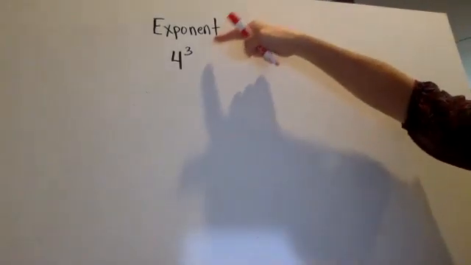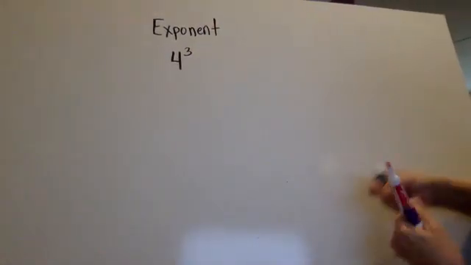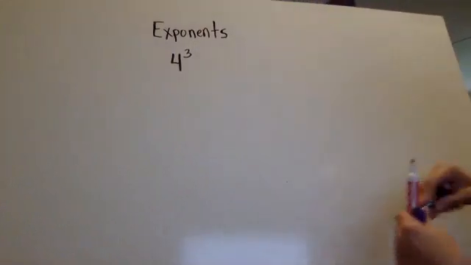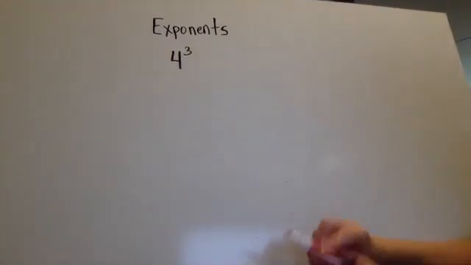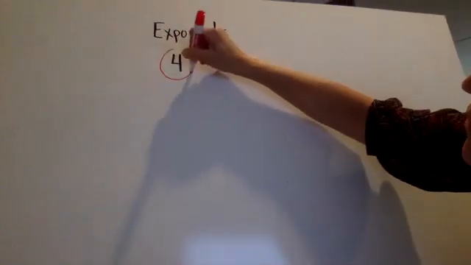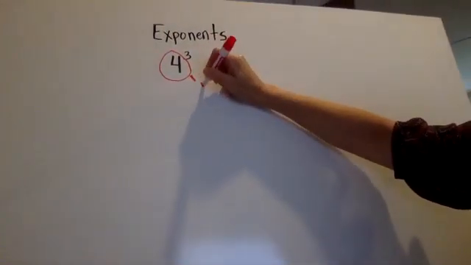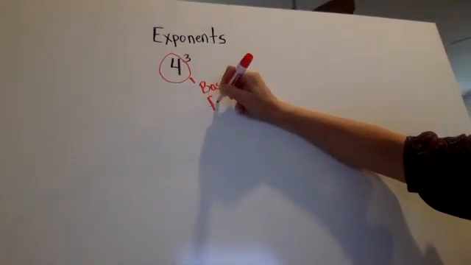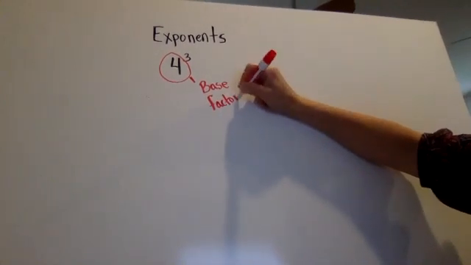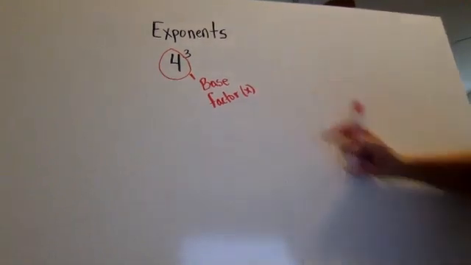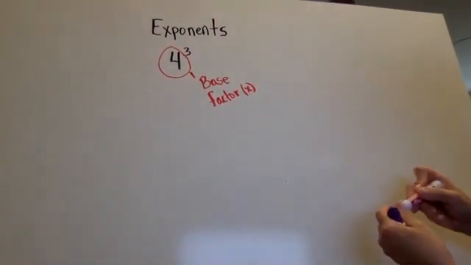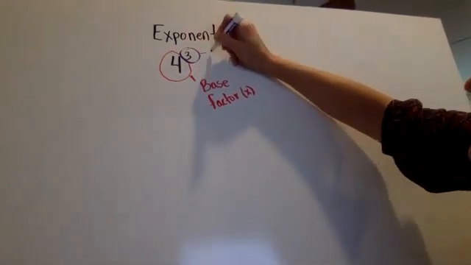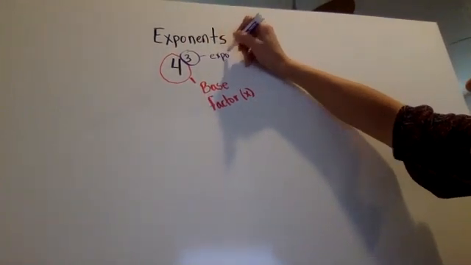About exponents. In general, we're talking about exponents. And when we talk about exponents, we talk about a base and a power. I just want to show you that this 4 stands for the base. We call it the base. The base is a factor that I'm going to multiply. Factor means multiply. I'm going to multiply repeated times, and how many repeated times depends on this up here. This is called the exponent.